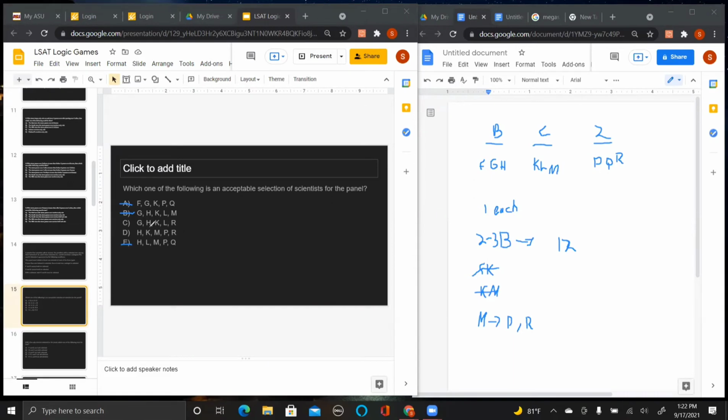Let me see. So it has J, G, H. It's botanist, K, L, R. No, that is 1 of each. What about this one? H, K, M, P, R. Okay, nope. That one doesn't break the 1 of each rule either. So what rule does one of these break?